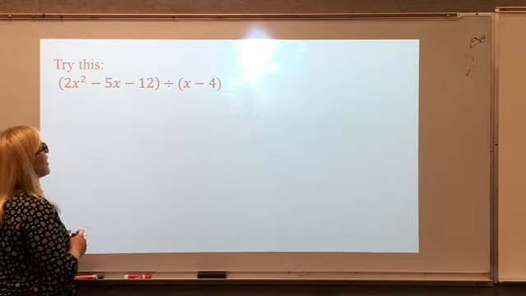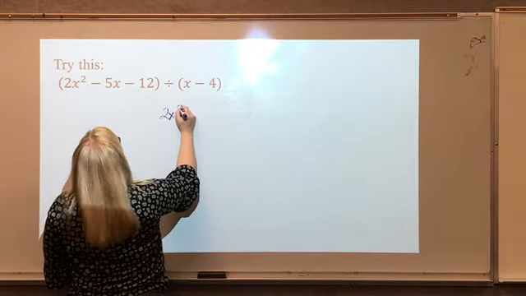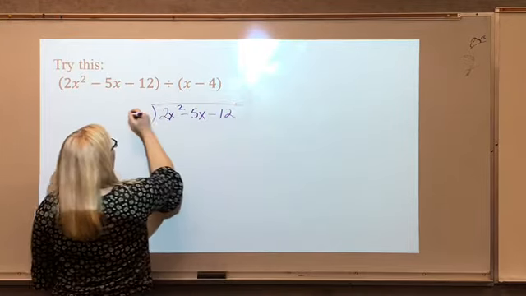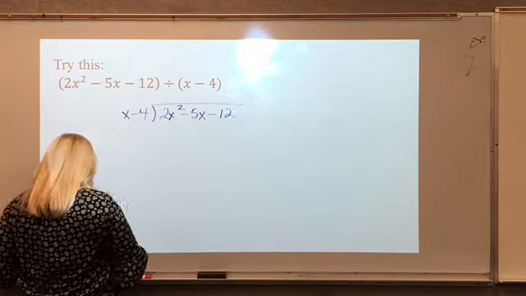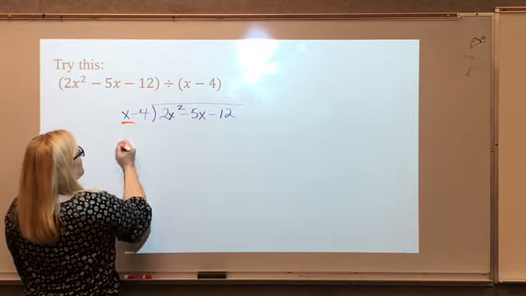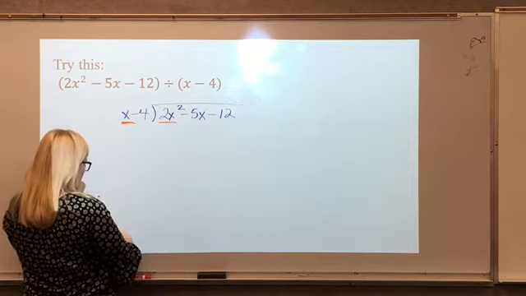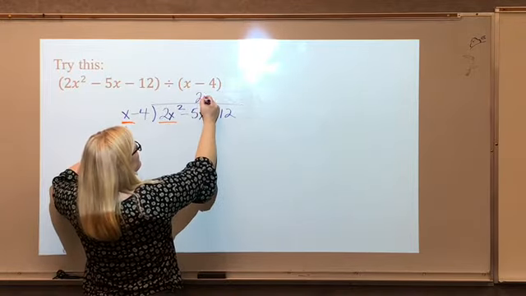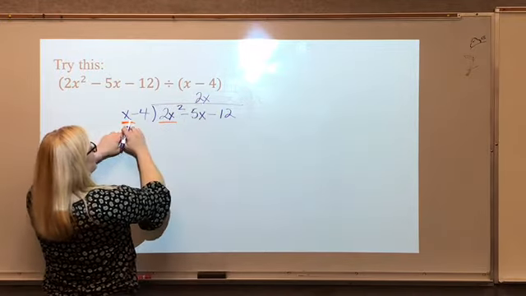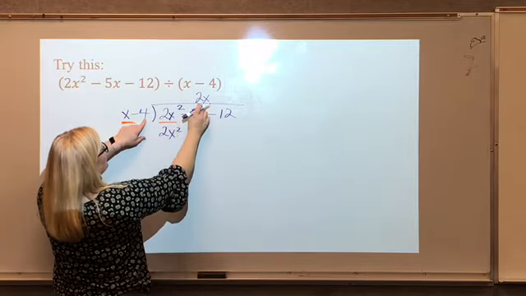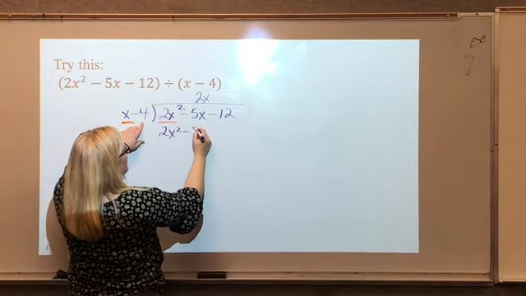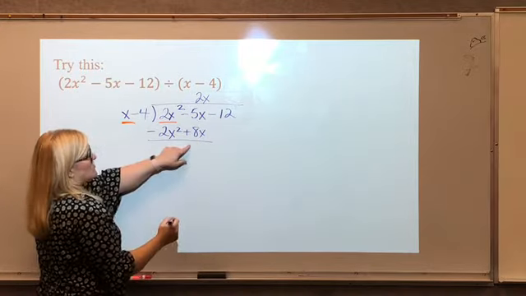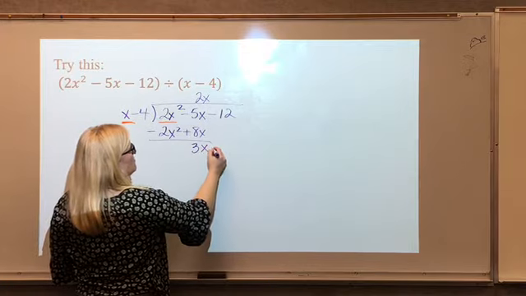All right, so let's try this one. We've got 2x squared minus 5x minus 12 divided by x minus 4. And again, I'm just looking at this main one here. I'm going to see what it multiplies to give me 2x squared. So x times 2x gives me 2x squared. So 2x times x, 2x squared, 2x times negative 4 gives me a negative 8x. Okay? Subtract, this is going to change that sign. So this is 3x minus 12.